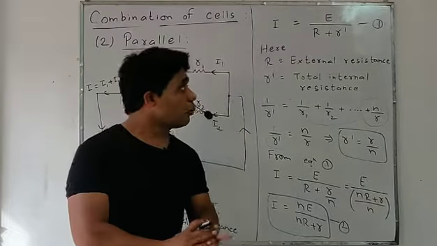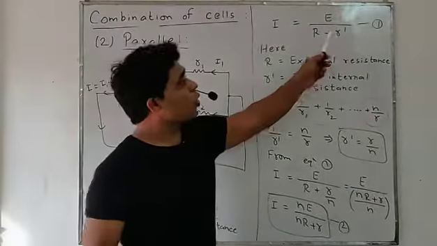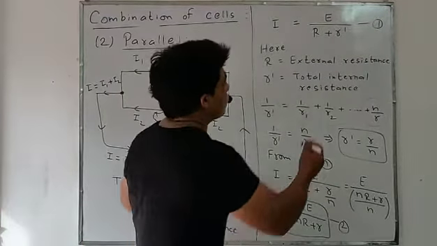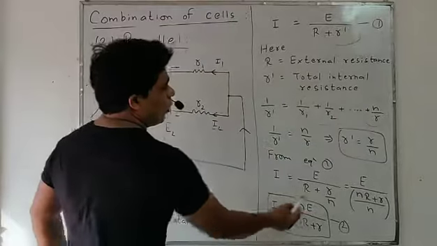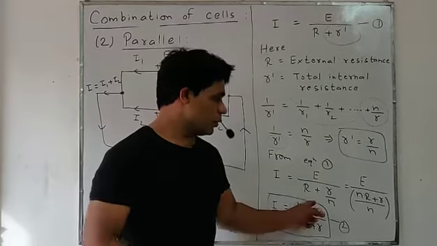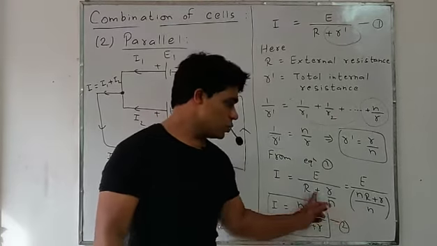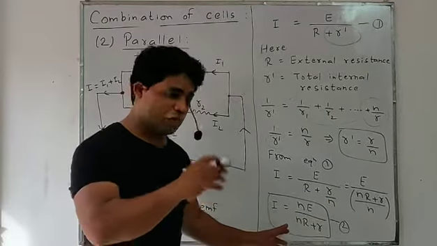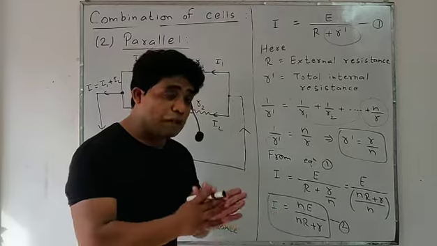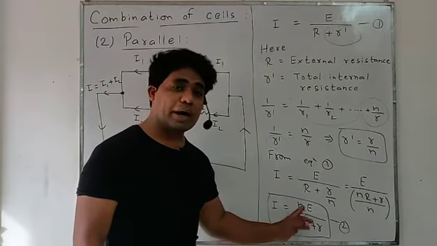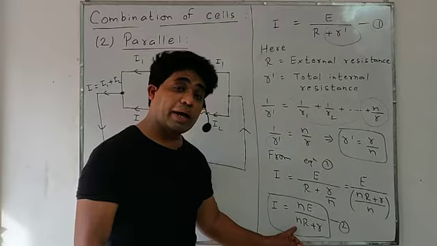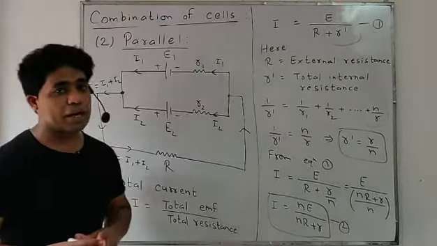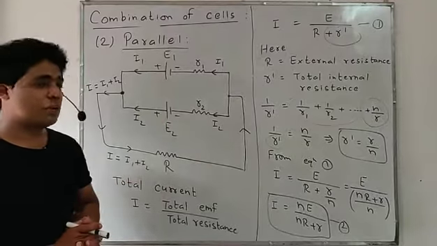Okay students, now put that in the first equation. We got total internal resistance, that is r upon n. So here I'm going to write r upon n. On taking LCM, LCM will be n. So nR plus r. N comes in multiplication, we'll transfer it. So finally we'll get I equals n times E upon nR plus r. This will be the current when n cells are connected in parallel combination. Okay students.